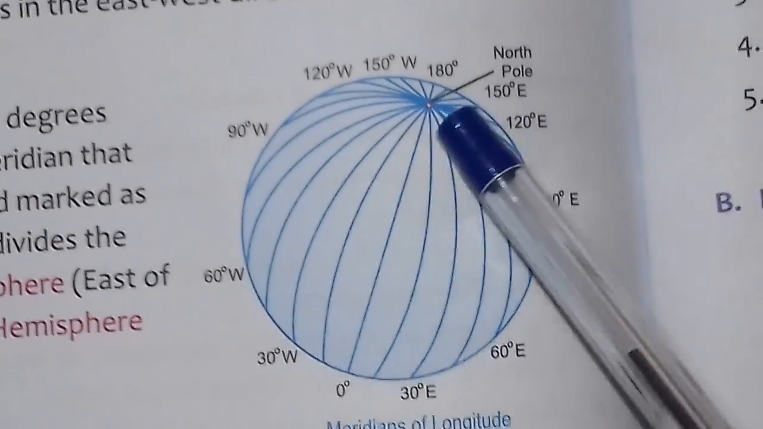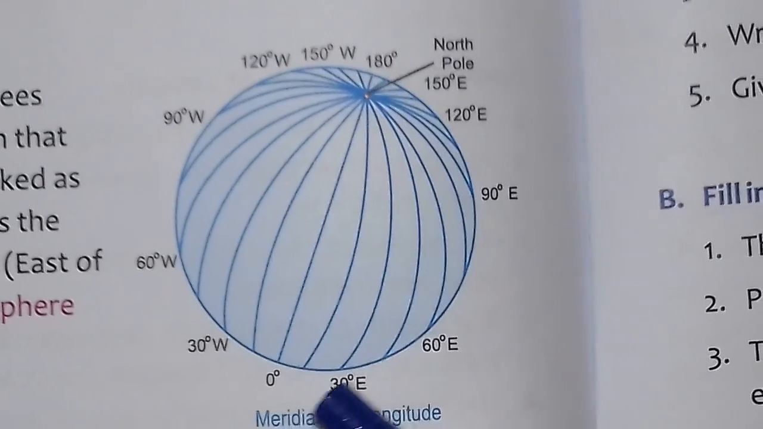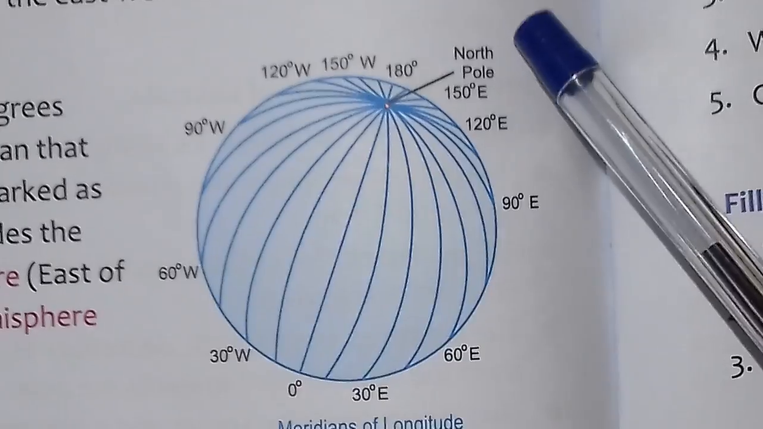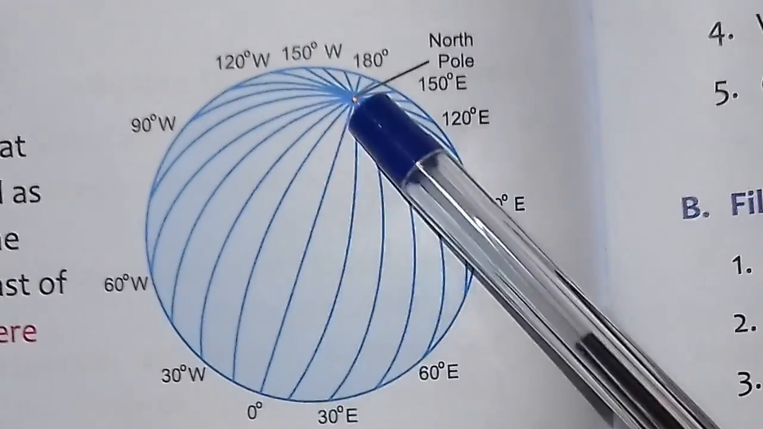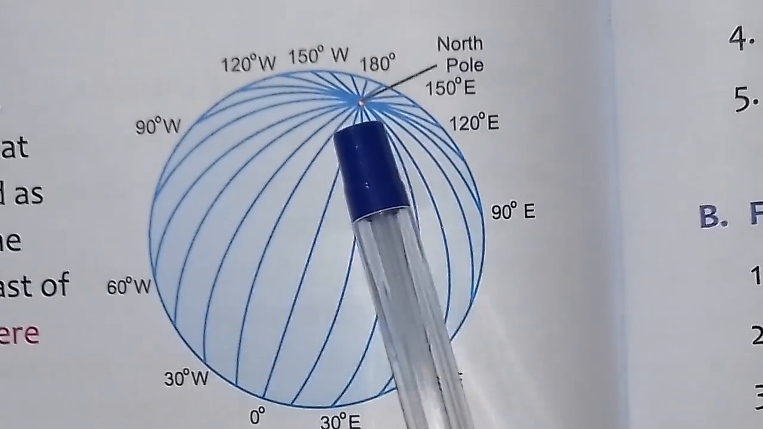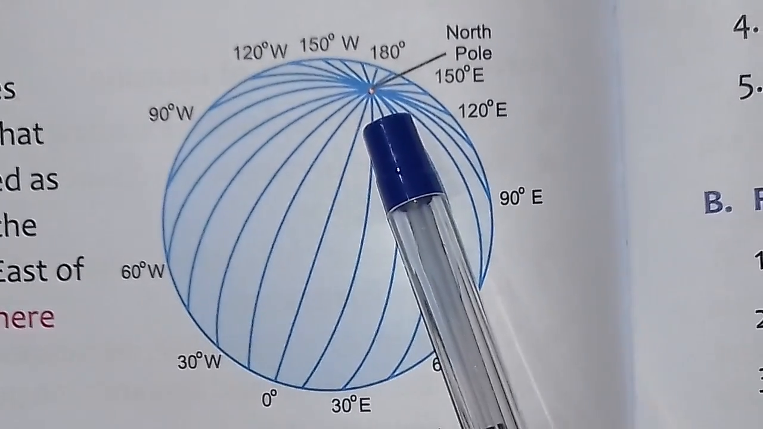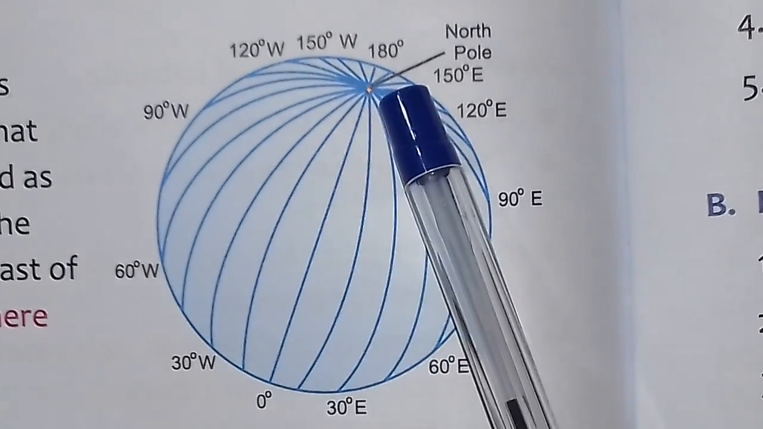Here you can see this picture too. Here it is the North Pole and at the bottom it is the South Pole, and the meridians are running from north to south and they meet at the 2 poles. Here, the North Pole, all the lines meet here.